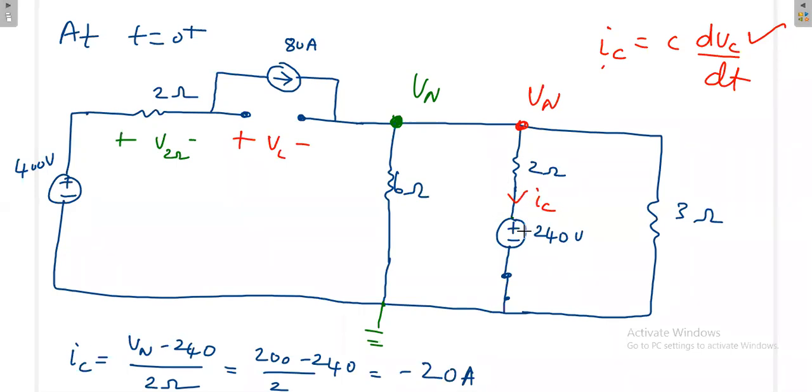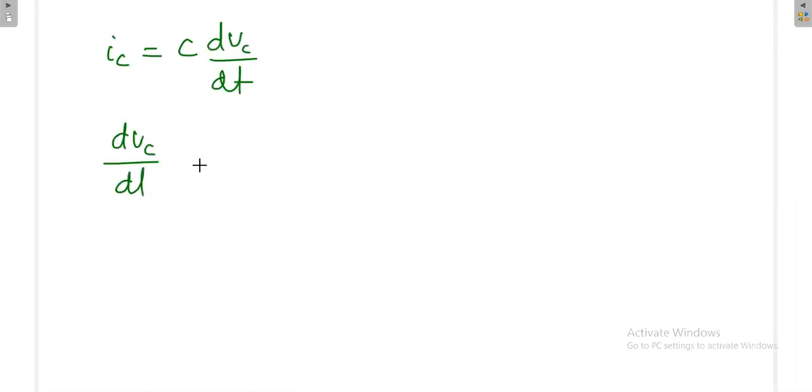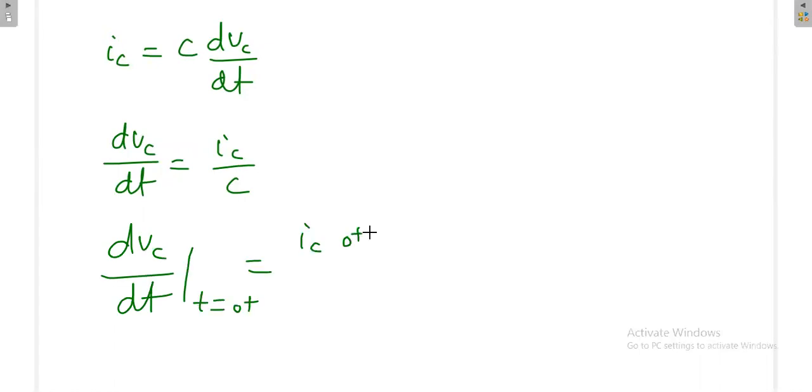If the voltage across the capacitor is like this, then the current will be flowing inside in general during the charging process. The same notation we'll use. Now IC is equal to minus 20 ampere. Now what is the formula? I is equal to C dVC by dt. Then dVC by dt at t is equal to 0 plus is IC 0 plus divided by C.